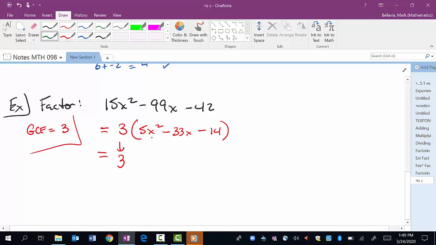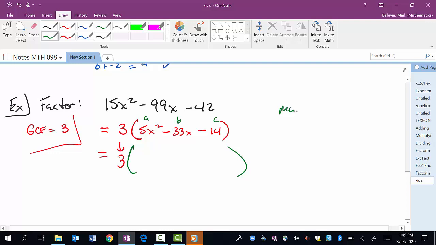I count the terms I have. I have 3 terms here. And do I see a value in front of x squared other than 1? And you do. Your leading coefficient, when you have 3 terms, if you have something other than 1, you can use the AC method. So I'm going to use the AC method inside of here. So 3 is getting separated from whatever my result's going to be. And remember, you're using the AC method on the inside of this, not on the original problem.